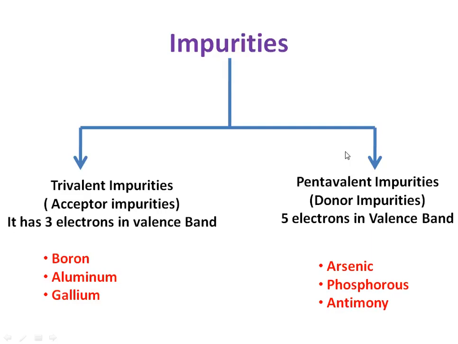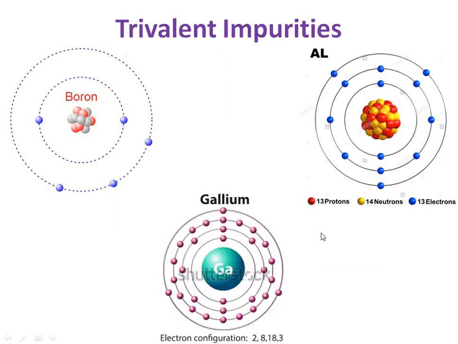Hello students, in this lecture we are going to discuss impurities. Last class I explained trivalent and pentavalent impurities. Why is it called trivalent? Tri means 3, so the valence band has 3 electrons, and penta means 5, so 5 electrons in the valence band. That's why it is called pentavalent impurities or donor impurities.